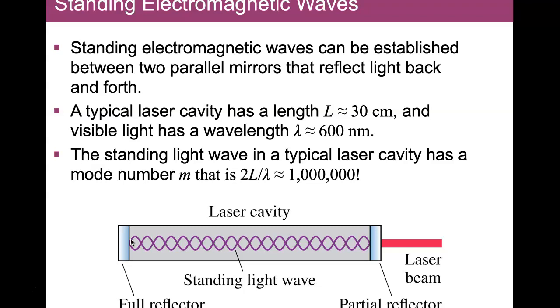Now we can apply all of what we did to the case of light, and we're going to get very large m's, because typical wavelengths are tiny, on the order of nanometers or hundreds of nanometers, and the length of a typical laser cavity, for example, is on the order of centimeters. But it's essentially the same physics.